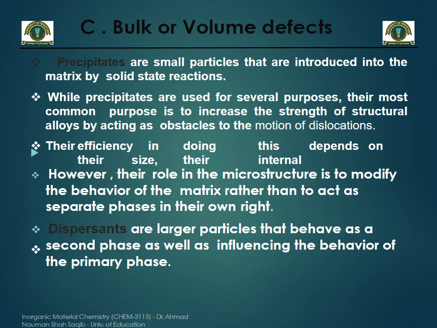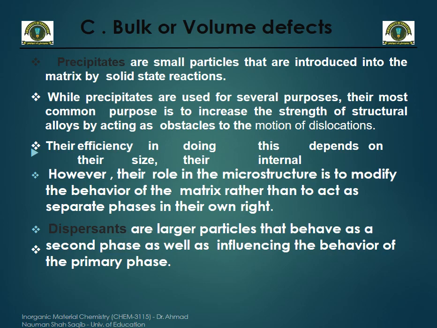However, their role in the microstructure is to modify the behavior of the matrix. Here the second role of the precipitates is discussed, that in the microstructure they are used to modify the behavior of the matrix rather than to act as separate phases in their own right.